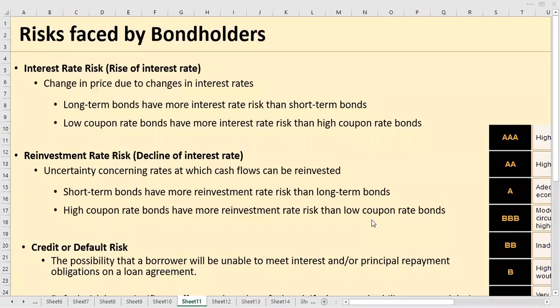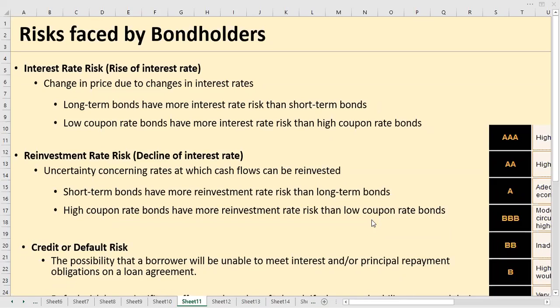Now this is interesting. Interest rate risk behaves completely differently. Interest rate risk, higher the maturity, higher the risk. Lower the maturity, lower the risk. But reinvestment risk, higher the maturity, lower the risk. Lower the maturity, higher the risk. It is exactly the opposite of the interest rate risk.